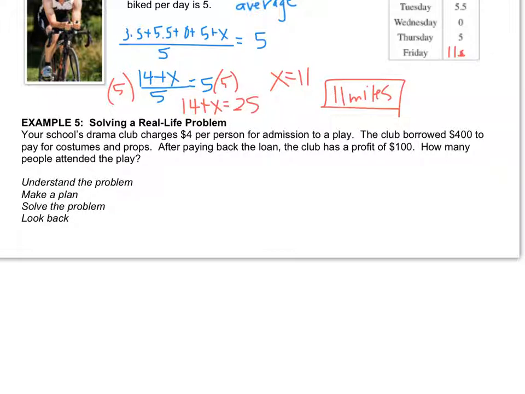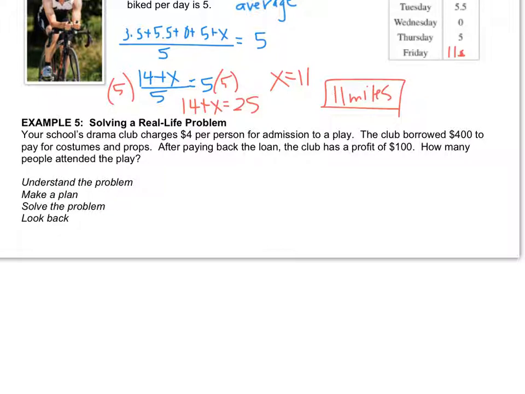Alright, so the plan is right here, over on the side. So first we have to understand the problem. So we know how much the club charges for admission. We also know how much the club borrowed and its profit. And what we have to find is how many people attended the play. So first thing is you break it down and you say, what is this asking and what information do I have? Now I'm going to make a plan.